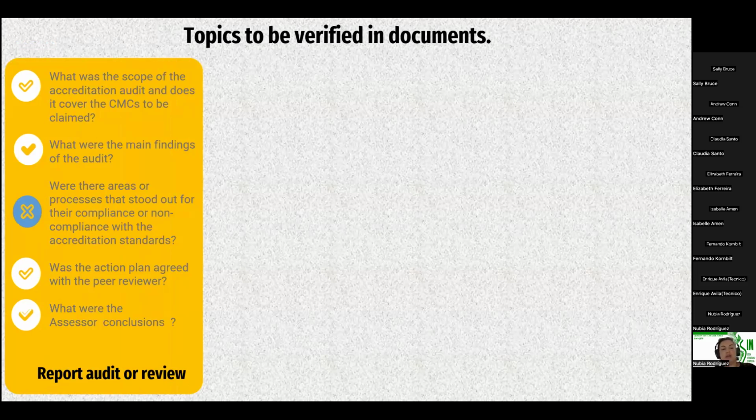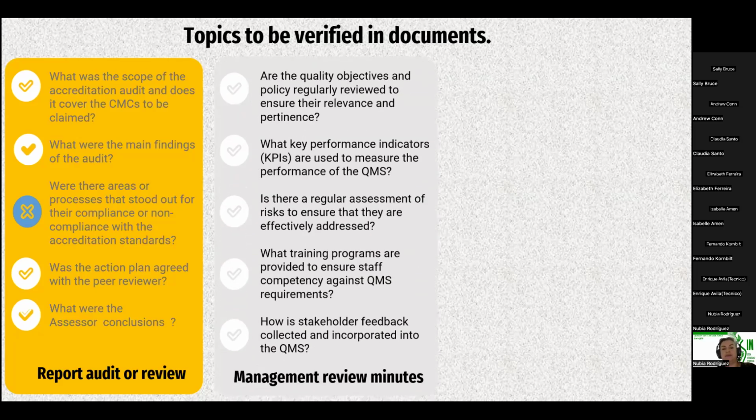So the points to be considered for this document review are that in the audit report and the peer review, it is important to check that the peer review covers the existing CMCs that we are presenting, the main conclusions or findings of the audit or peer review, and the processes related to compliance or that are a reason for concern or a non-compliance that might have had an effect. Also, whether the actions that will address these findings were agreed with the reviewer, and what the conclusions from the evaluator or auditor were.